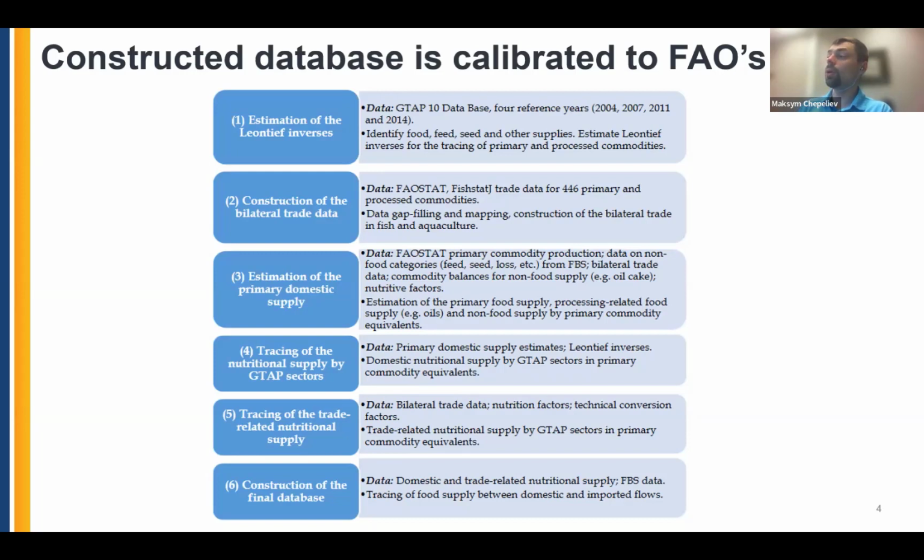equivalents using Leontief inverses, and also trace food embodied in the bilateral trade, again largely calibrating to FAO food balance sheets supply. So essentially, we replicate FAO food balance sheets in the GTAP consistent framework for all 200 plus primary commodities from FAO production data, and then we aggregate and map it to the GTAP database, along the way reconciling GTAP and FAO data. So this is, in a very short explanation, what we are doing here.